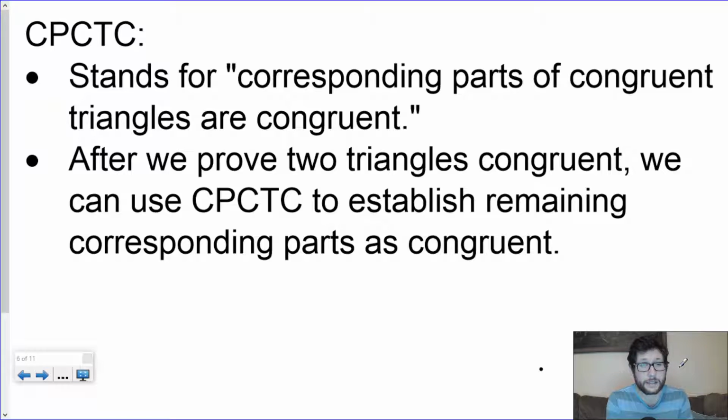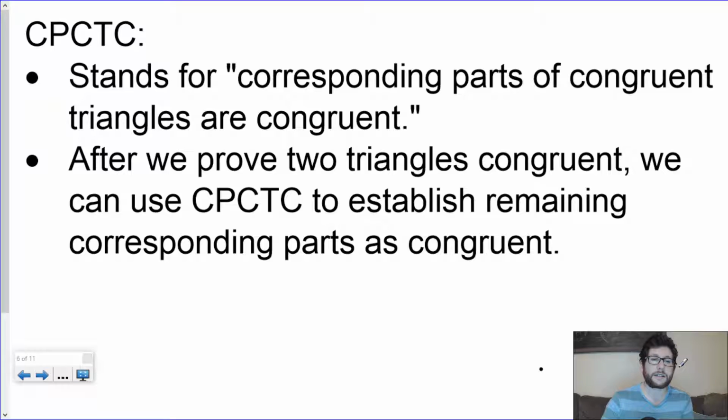What CPCTC is saying is, say I have 2 triangles, say they're side, side, side, and I want to prove that the angles are congruent. Well, all I'm going to do is do my regular triangle proof with the side, side, side, and at the end say, hey, look, now I know these triangles are congruent. That means all the other parts are congruent too, because that's what congruent means, right? They're the same shape, they're the same size.